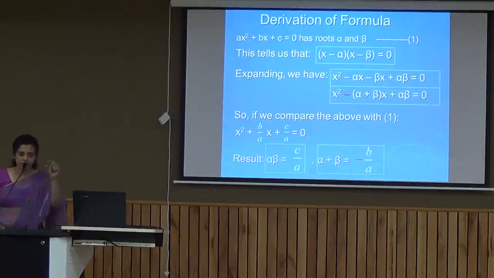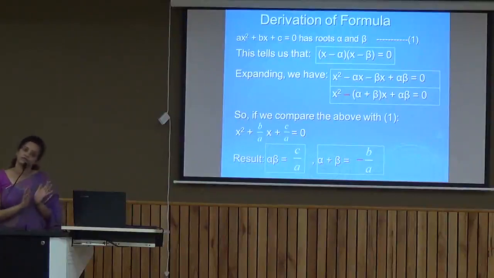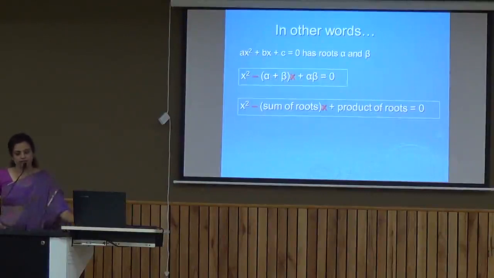What is b here? The coefficient of x. What is a here? Coefficient of x square. What is c? The constant term. And mind you, whenever we're going to take them, we're going to take them with their signs, whether plus, whether minus. In other words, ax square plus bx plus c equal to 0 has roots alpha and beta. We can always have x square minus alpha plus beta x plus alpha beta equal to 0.